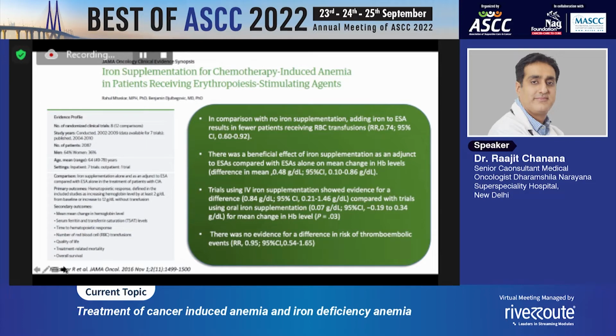There was a beneficial effect of iron supplementation as an adjunct to ESAs compared with ESAs alone on mean change in HB levels. And the trials which used IV iron supplementation showed evidence for a difference compared with trials using oral iron supplementation, and the benefit was more with IV iron, at 0.84 gram per dL. There was no evidence for a difference in risk of thromboembolism events.